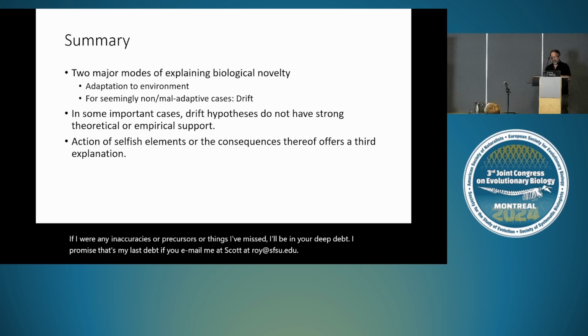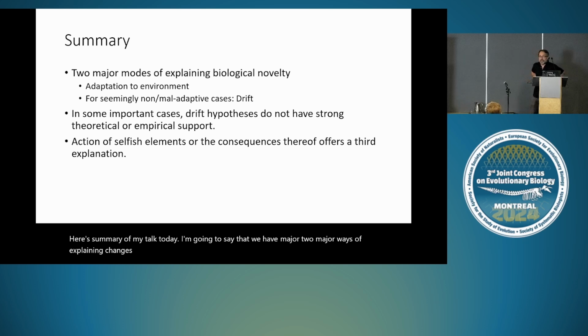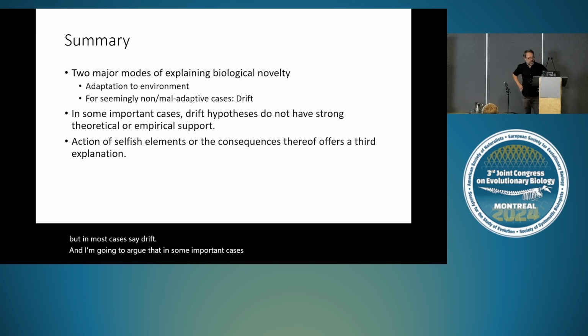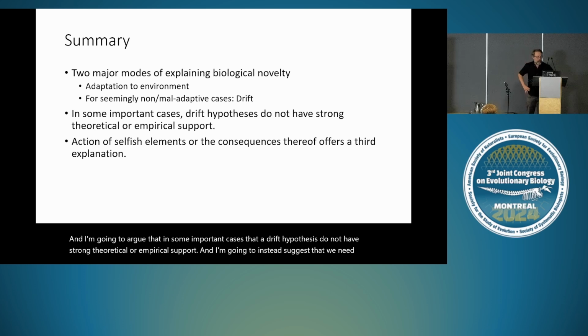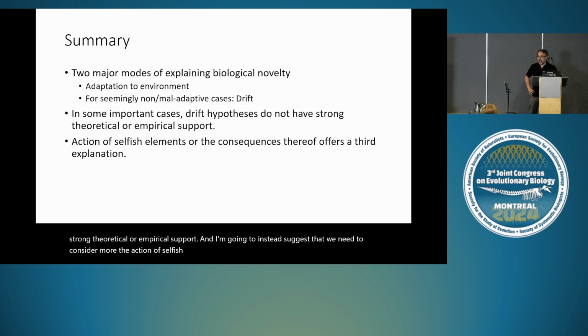So here's a summary of my talk today. I'm going to say that we have two major ways of explaining changes, or basically anything that we see in biological reality. One of those is adaptation, and the other is for seemingly non-adaptive cases. We sometimes wave our hands, but in most cases say drift. And I'm going to argue that in some important cases drift hypotheses do not have strong theoretical or empirical support, and I'm going to instead suggest that we need to consider more the action of selfish elements and give some examples where I think they can be useful.